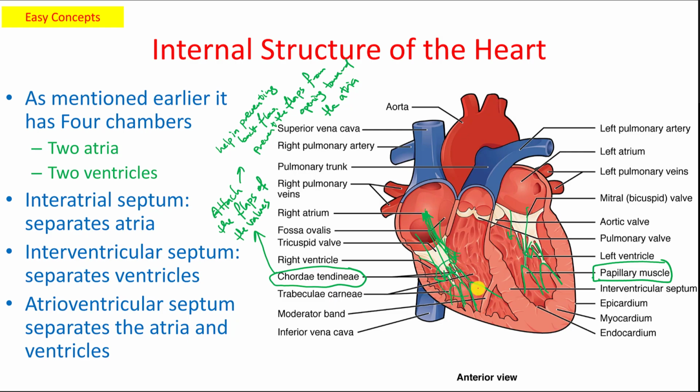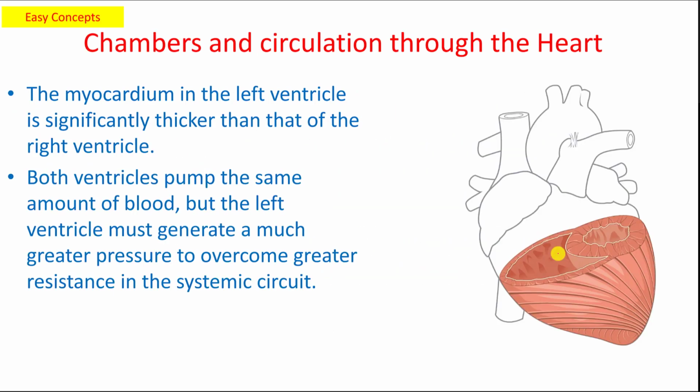So those chordae tendineae and the papillary muscles will hold the flaps in place when the blood is pushed out of the ventricles. The third thing I want you to understand is the thickness of the wall between the left and the right ventricles. The left ventricle is thicker than the right ventricle. Why is it thicker? Because it has to send the blood to the systemic circulation, which we said needs high blood pressure.